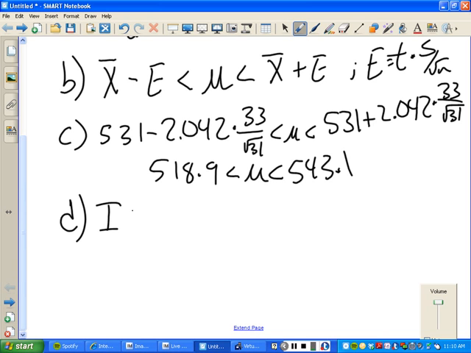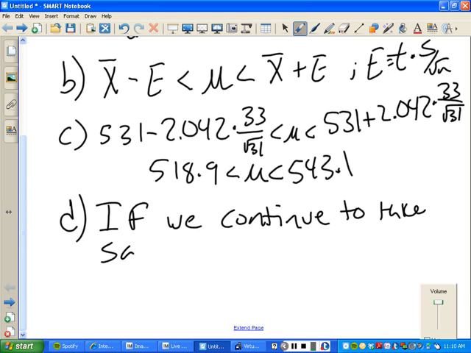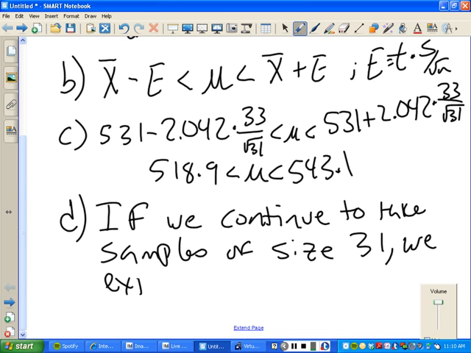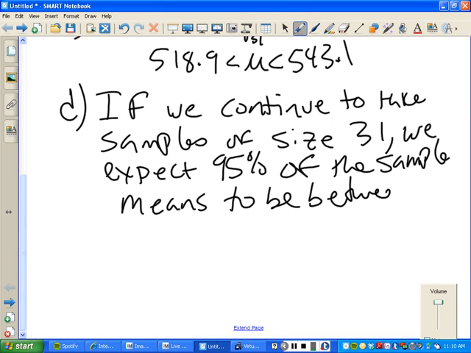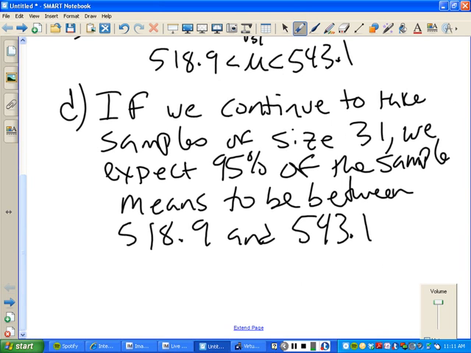Perfect. If we continue to take samples of size 31, we expect 95% of the sample means to be between 518.9 and 543.1. We agree on that?